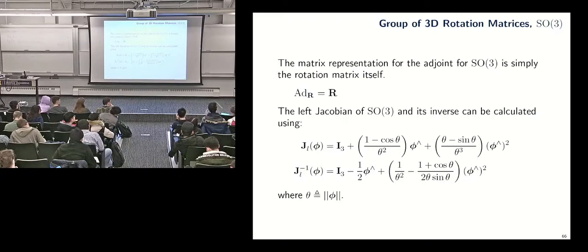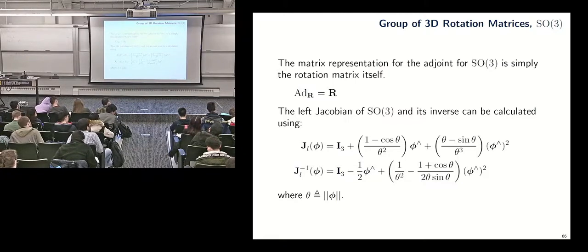Okay? But what can we do? I gotta get my orders right. This is going to be the exponential of r caret plus something. Okay? And the thing is, we can figure out what the something is. The something is not going to be c. Right? The something is going to be, well, something. So what we say is, we say this something is the left Jacobian.